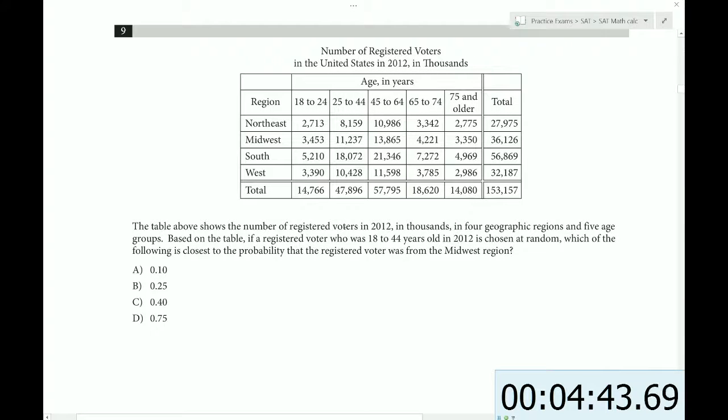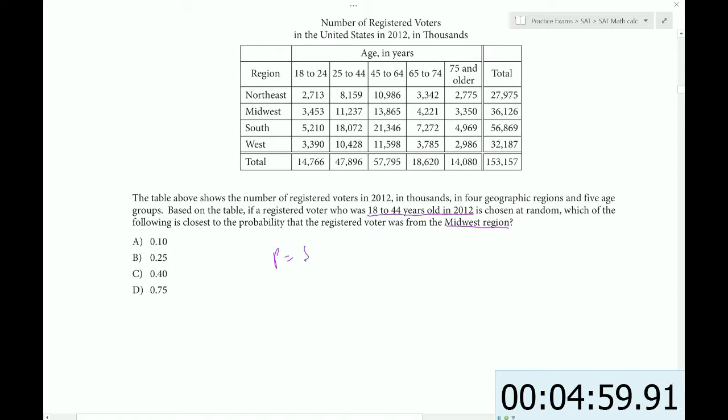The table above shows the number of registered voters in thousands. Based on the table, if a registered voter who was 18 to 44 years old in 2012 is chosen at random, which of the following is closest to the probability that the registered voter was from the Midwest region? Okay, so probability is success over total. So the total does not always mean the grand total. Sometimes the total is out of a certain category. So in this case, we're choosing out of this category, 18 to 44. So it's actually both of these categories. So to find our total, we'd have to add these numbers together.